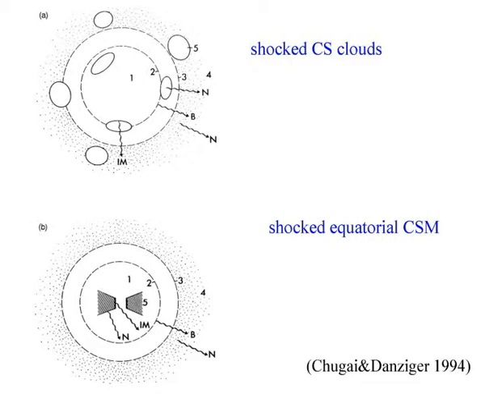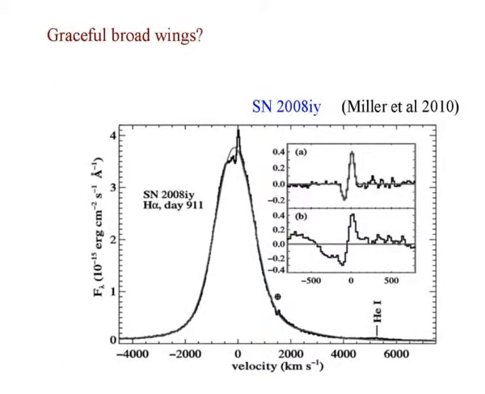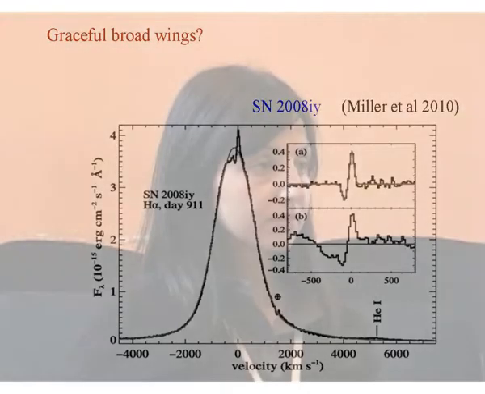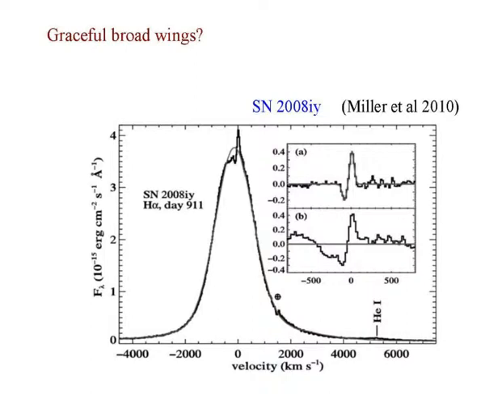An even more difficult issue are the broad smooth wings. In many cases when we hear the words intermediate or narrow component on a broad base, it's wrong. In many cases, you see some kind of unique smooth profile without apparent components. I named it graceful broad wings. You don't see any hint of some kind of two component structure. So what's the nature of this graceful profile?